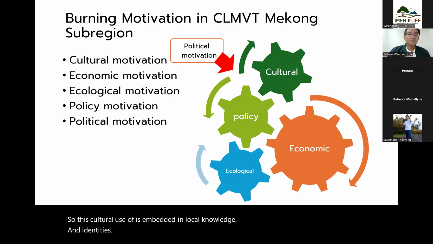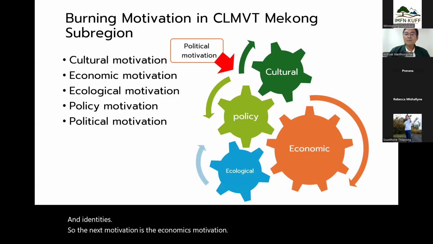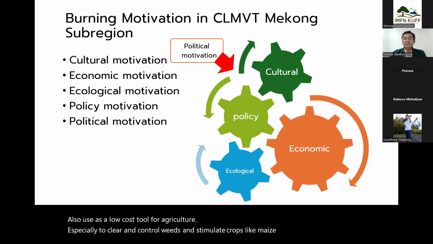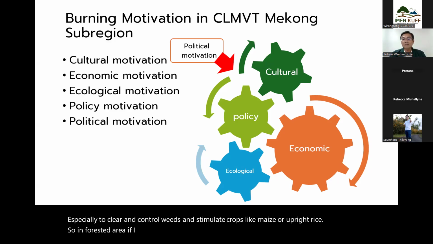The next motivation is the economic motivation. Fire is also used as a low-cost tool for agriculture, especially to clear land, control weeds, and stimulate crops like maize or upland rice. In forested areas, fire may increase the productivity of high-value non-timber forest products.